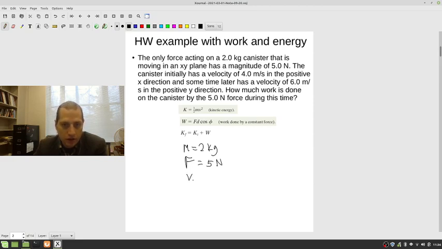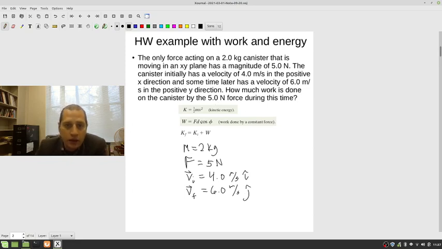Okay, so your initial speed is 4.0 meters per second in the plus x direction. So I guess I can write that as an i hat or something like that. There, now it's a vector. And sometime later has a velocity of 6 meters per second in the positive y direction. So there's your v final, 6 meters per second in the positive y direction. So let's write that as a j hat. How much work is done on the canister by the 5 newton force during this time?